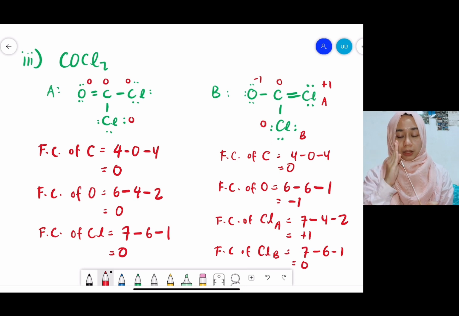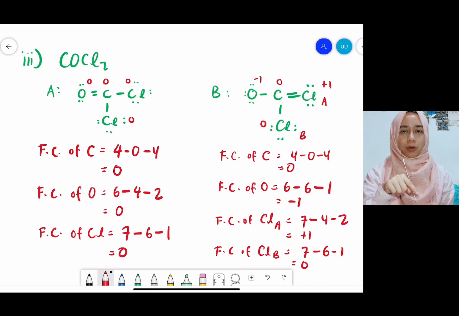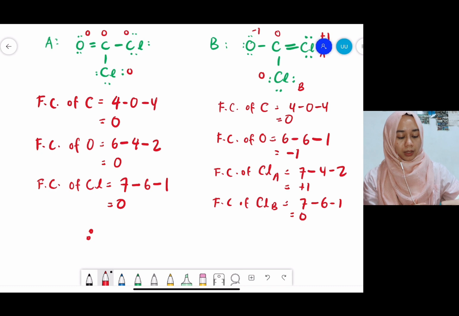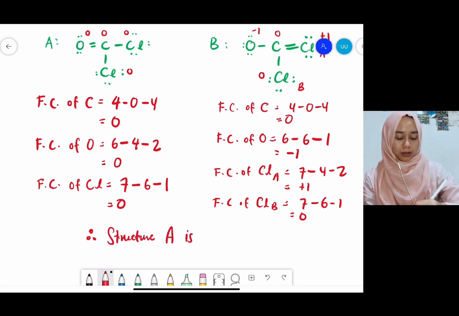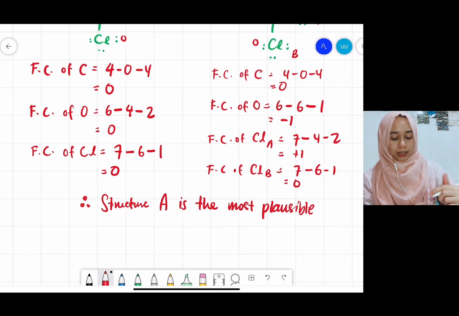Okay. Tapi kalau kita perhatikan formal charge setiap satu, dia approaching 0, but compared to A pula, formal charge untuk setiap satu atom adalah 0. So that one lagi bagus daripada yang approaching 0. Okay, so kita boleh concludekan kat sini adalah structure A is the most stable Lewis structure ataupun the most plausible Lewis structure.